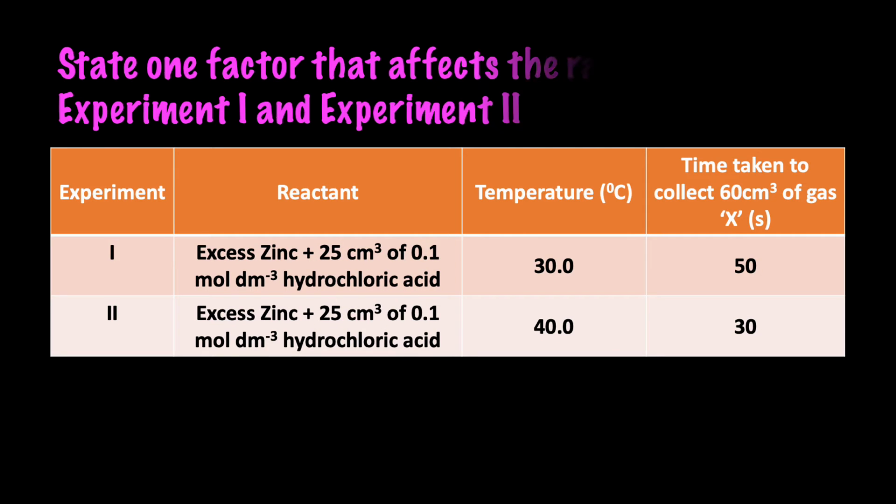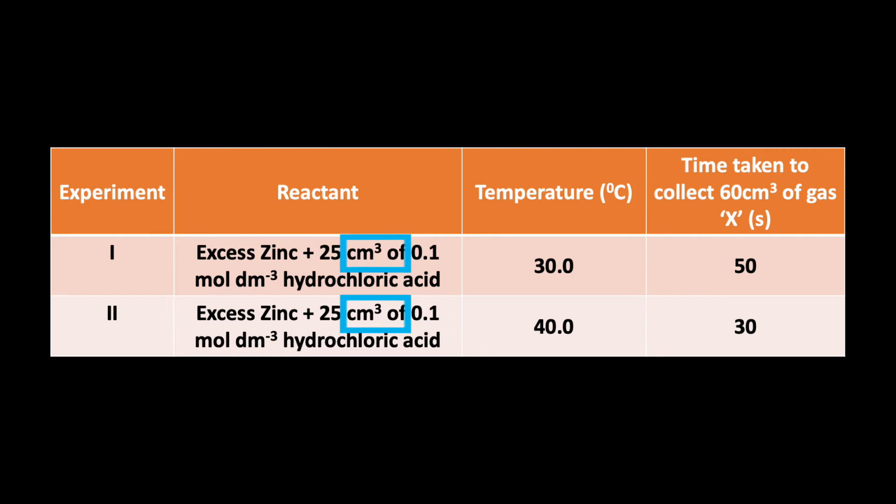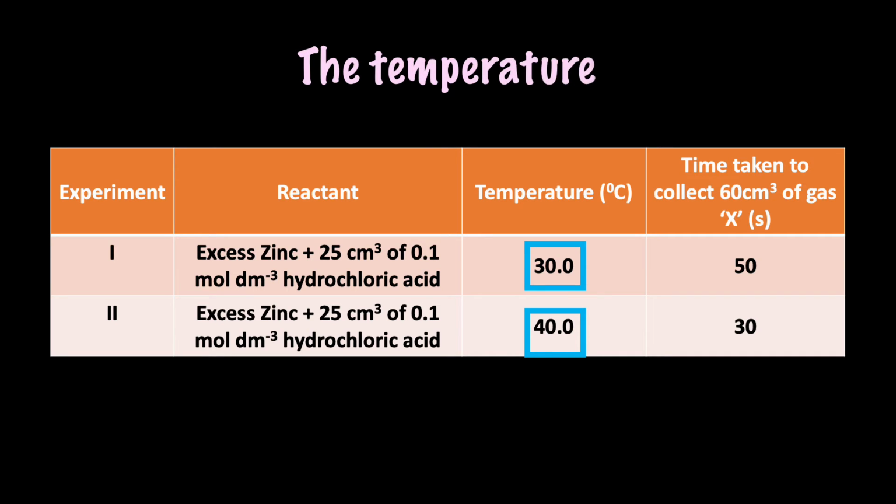State one factor that affects the rate of reaction for experiment 1 and experiment 2. Dari jadual, size dan kuantiti bagi zinc sama, concentration bagi hydrochloric acid sama, hanya temperature saja yang berbeza. So, the factor would be the temperature.